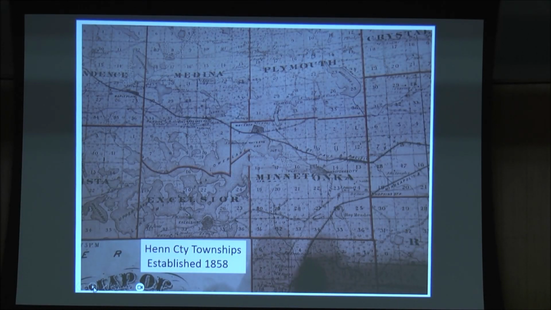In 1858, the Minnetonka Township is formed. And Lake Minnetonka is spread out between the Minnetonka Township, the Excelsior Township, and the Minnetrista Township.